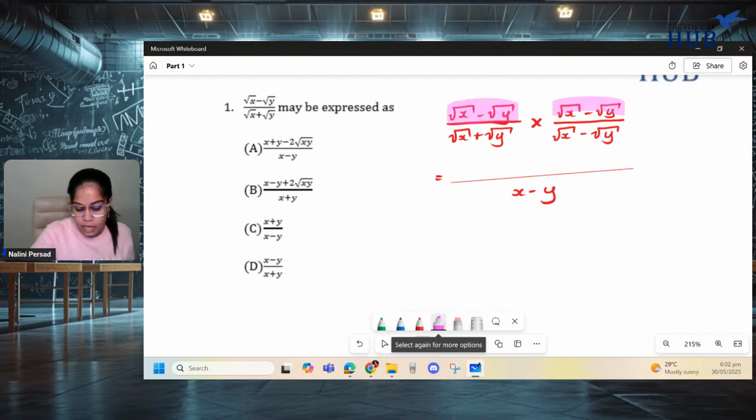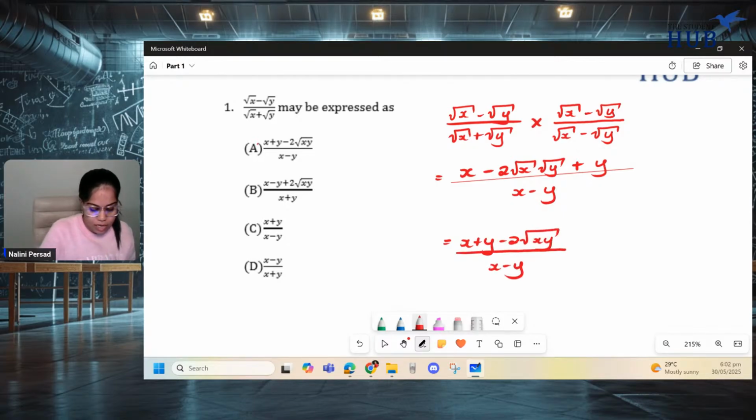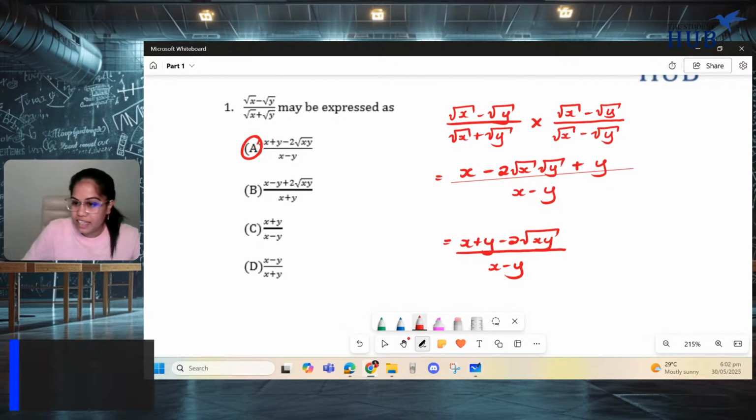In the numerator, I technically have a minus b all squared. So a squared will simply be x, minus 2ab. I hope everybody knows what this ab I'm talking about, plus b squared, which is y. So rearranging, we get x plus y minus 2 roots of xy all over x minus y, and everybody is correct. Alicia, Abigail, hi Shelby.